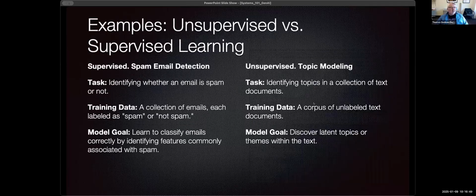An example of supervised learning might be spam email detection. The AI is given a task, identify whether an email is spam or not, and the training data would be a collection of emails, each labeled as spam or not spam. The goal would be to learn to classify those emails correctly by identifying features commonly associated with spam in the subject line or the address or what have you. An example of unsupervised learning would be feeding an AI a big corpus of unlabeled documents and then asking it to identify topics it finds in those documents. It has to make up its own rules for discovering topics or themes within the text.